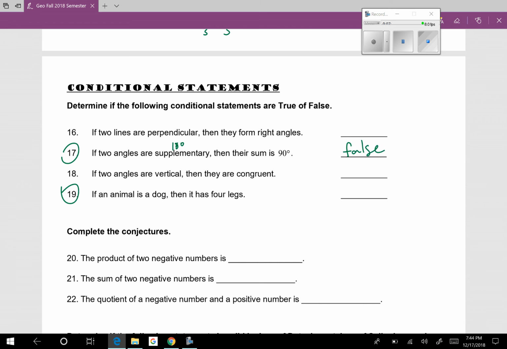Okay, number 19. If an animal is a dog, then it has 4 legs. Think about it, guys. Does every single dog in the world have 4 legs? No. And does the fact that it doesn't have 4 legs make it not a dog? No. It's still a dog, but it doesn't have 4 legs. So that one would be false.